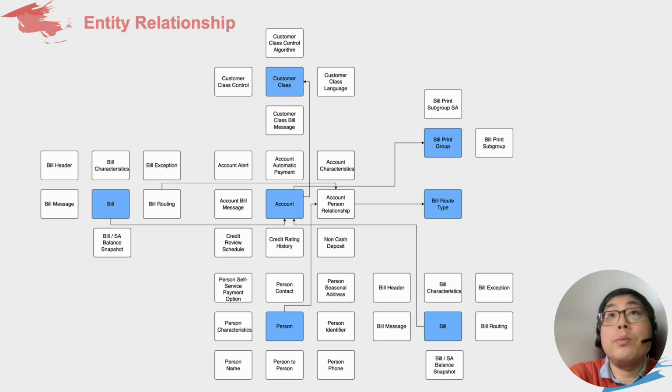On the right-hand side, we have bill route type, bill print group, which is optional, and then we have bill linked to the account. So this is a bigger, more detailed picture of how the bill is generated, completed, and printed. I think this is quite comprehensive, and obviously there are more details to be found.